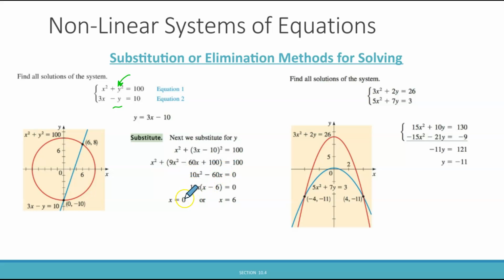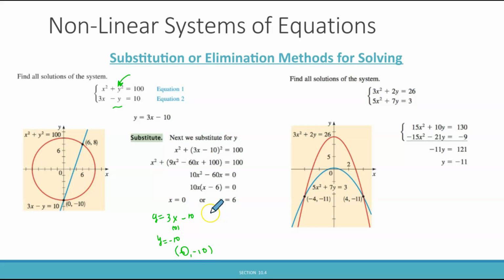If I set 10x equal to 0, x is 0. If I take x minus 6 and set it to 0, we get x equals 6. And now we need to find y. What did we know about y? We knew y was 3x minus 10. If I plug in 0 for x, we end up with y equals negative 10. And so I have one of the solutions: when x is 0, y is equal to negative 10.